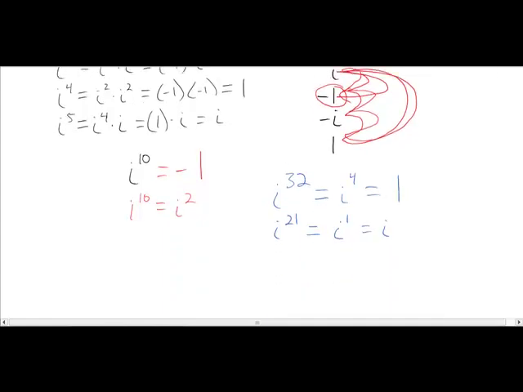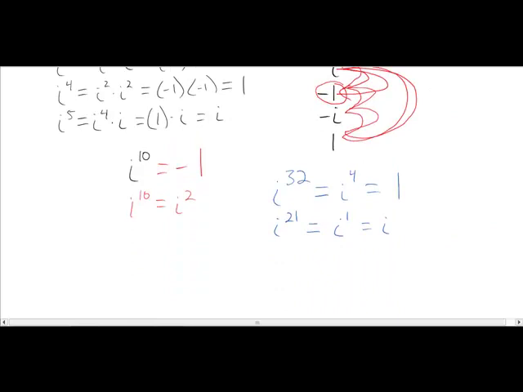Let me give you one other possibility. Let's say you had i to the 59th. What a huge value! Again, divide it by 4. If you divide 59 by 4, you'll find that you have a remainder of 3. So this is equivalent to i cubed, and remember i cubed is just negative i.